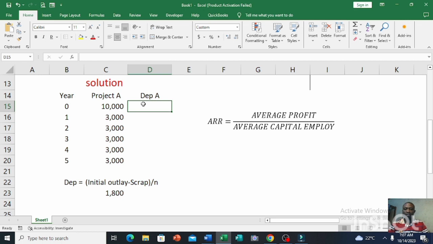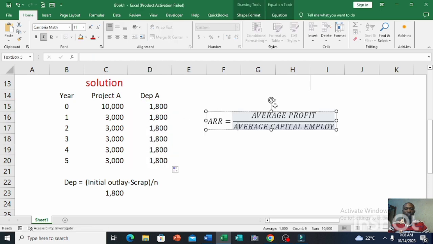There are many methods of calculating depreciation, but the one that is mostly used is the straight line method. So our depreciation is 1,800. Each year will be 1,800 because we are using the straight line method.